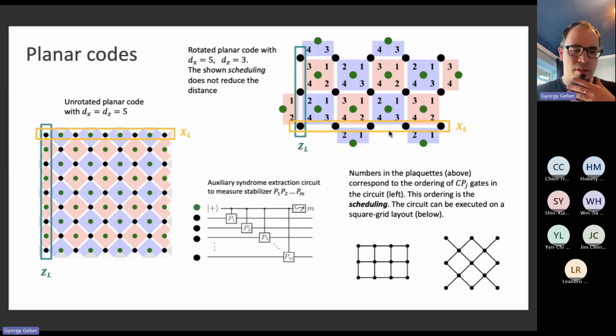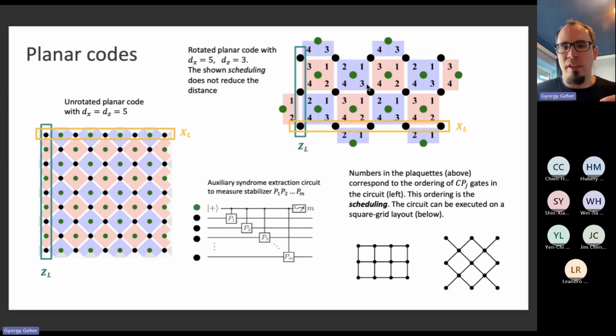Of course, these notions of distance can be defined without defining the circuits with which we extract the syndromes or measure the stabilizers.